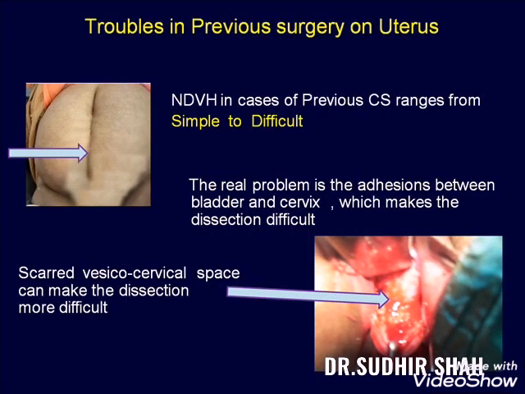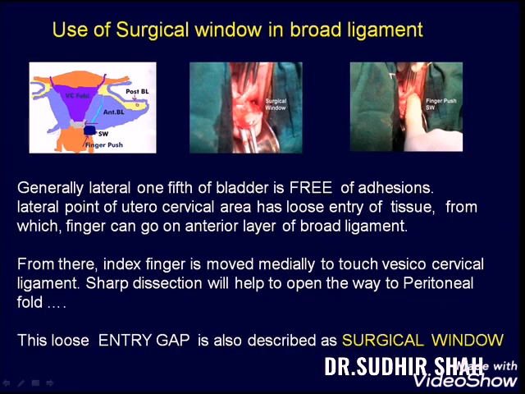Now, troubles in previous surgery on the uterus. NDVH in cases of previous caesarean section ranges from simple to difficult. The real problem is the adhesions between the bladder and the cervix, which make the dissection difficult. A scarred vesicocervical space can make the dissection more difficult. In such cases, use the surgical window in the broad ligament.